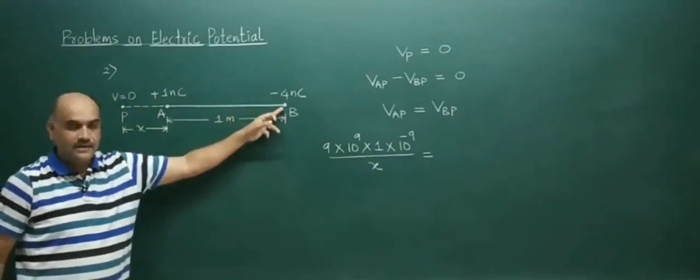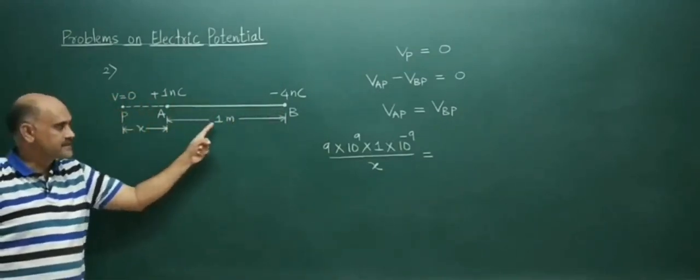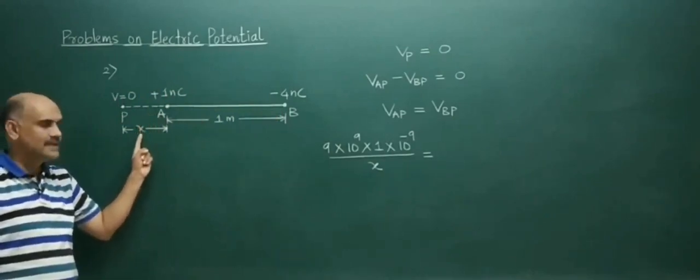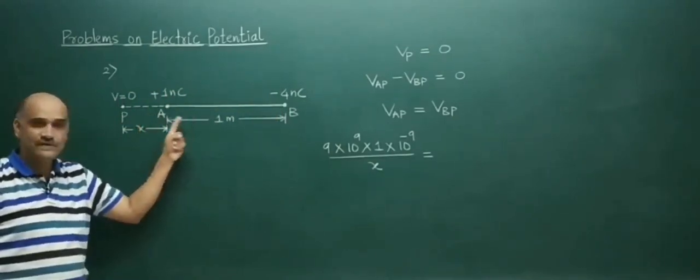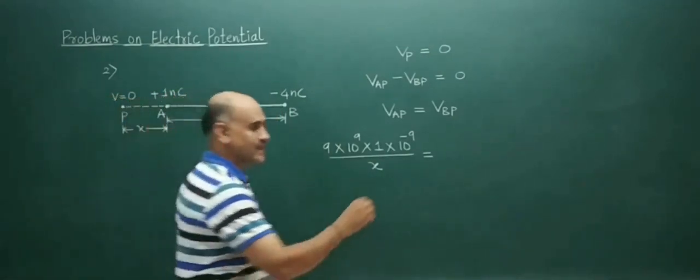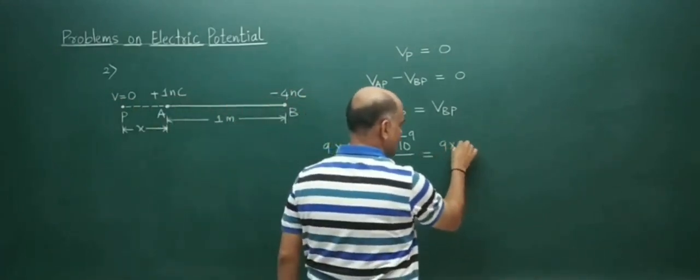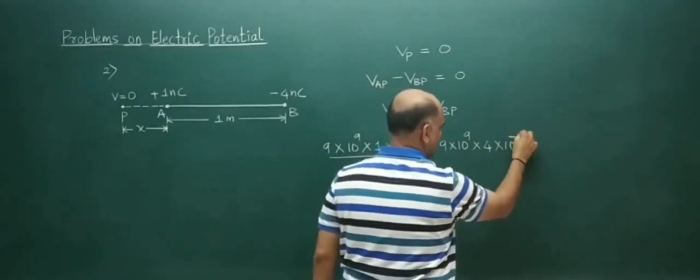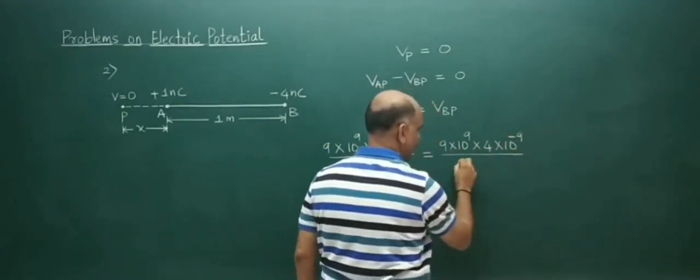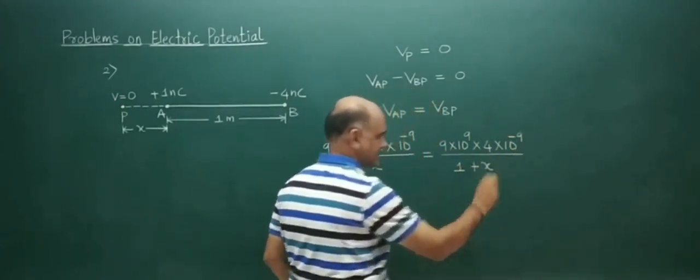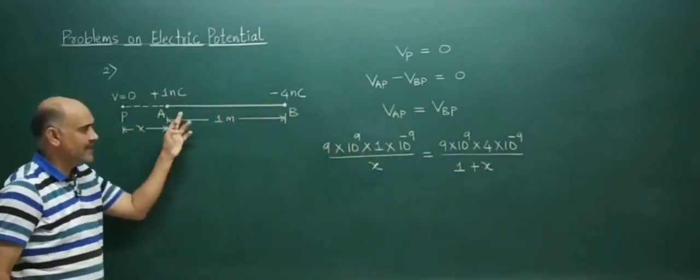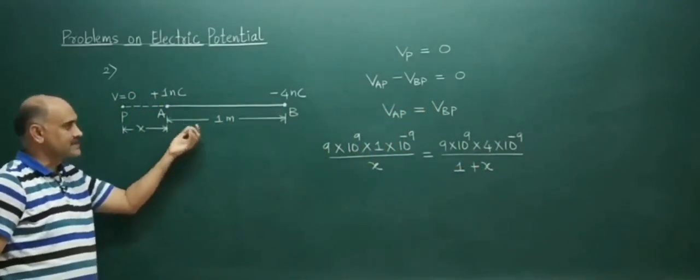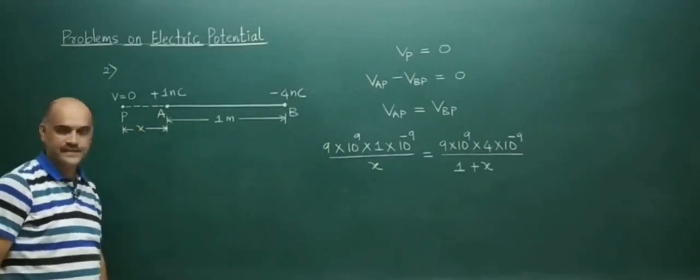Now while writing the potential due to B, the distance will be 1 plus x. So you will have 9 into 10 raised to 9, 4 into 10 raised to minus 9 divided by 1 plus x. In the first case we had 1 minus x. In the second case it is 1 plus x.